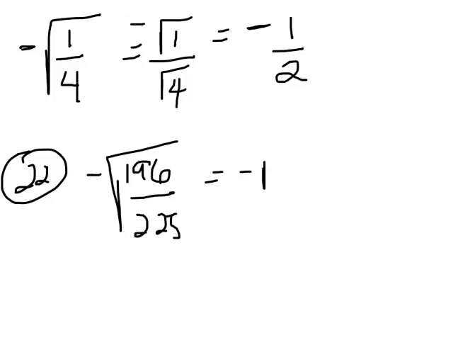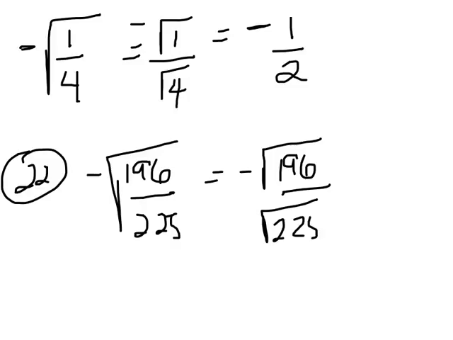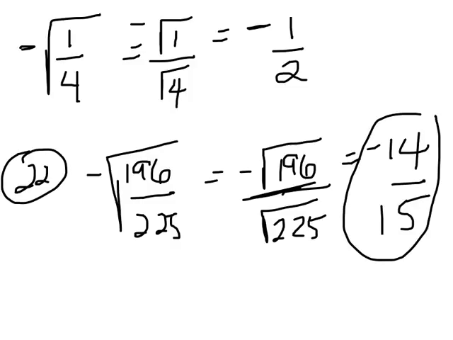Let's see. If I split them up like this, and they each get their own radical here. The square root of 196 is 14. I tend to forget that one. It was a hard one for me to remember for some reason. And the square root of 225 is 15. So the answer is negative 14 over 15. You just split them up separately. Okay. Any questions on that sheet?